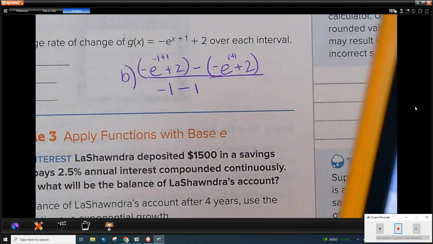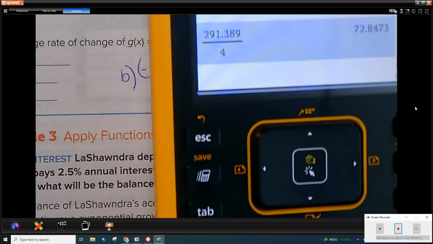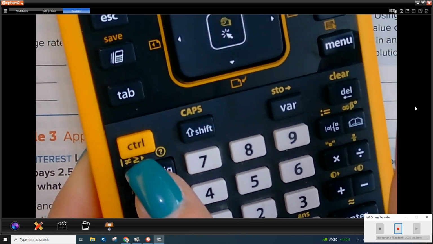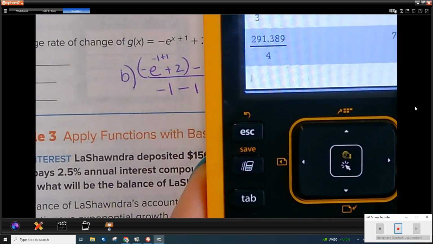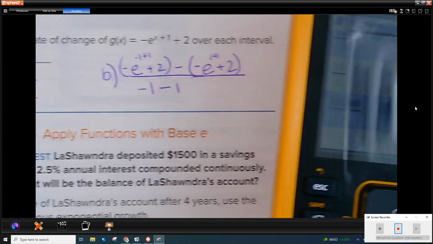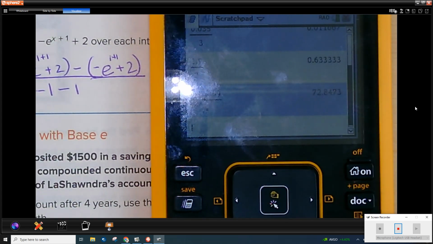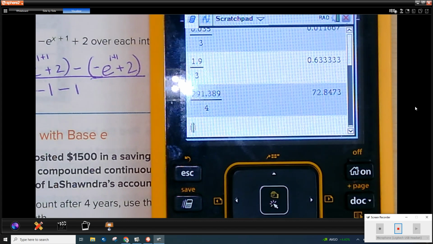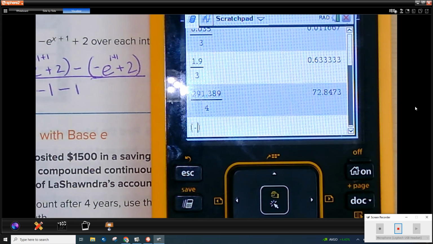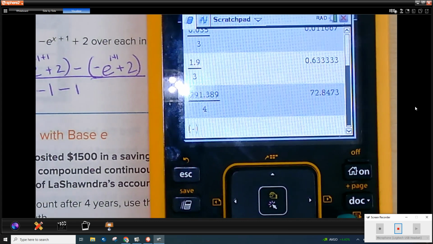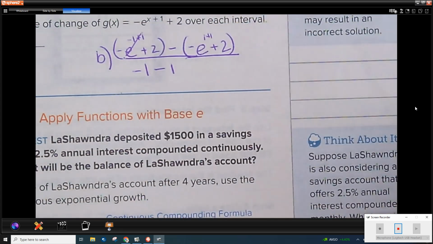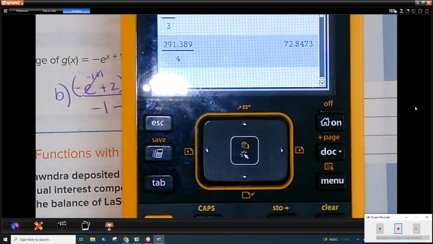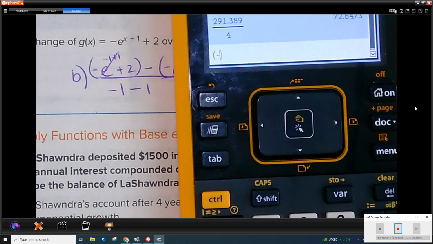So with my calculator, you could do vertical divide, which is control and divide, and it'll do the vertical division, but I'm going to show you how to do it without the vertical division. So we have our numerator. Let me put the calculator here. Okay, we're going to put a lot of stuff in parentheses. So parentheses, negative e. Well, I'm not even going to type that one in because I get e to the 0, which is 1. So I get negative 1 plus 2, which I know is 1.